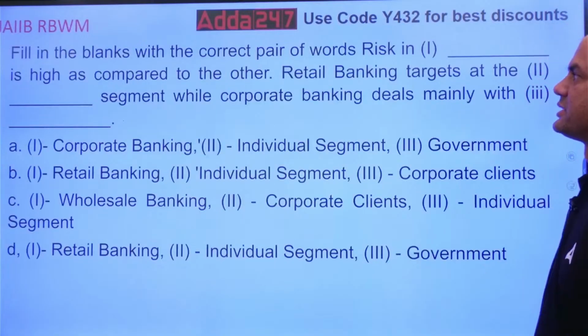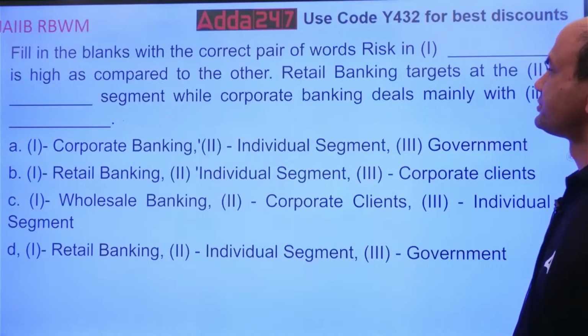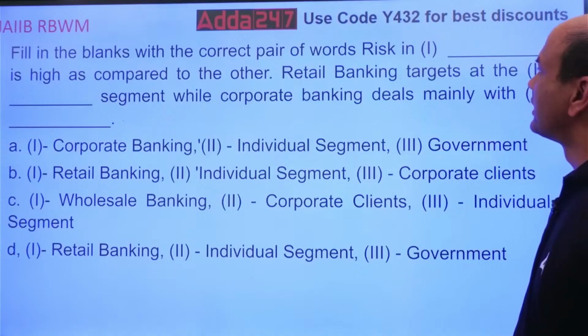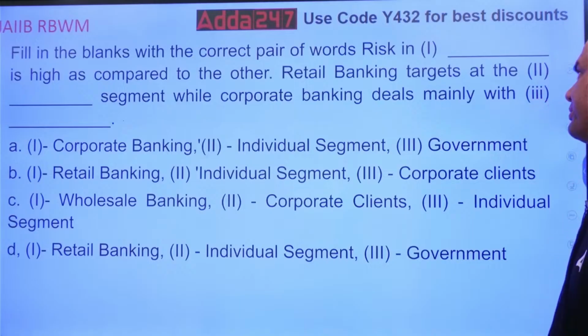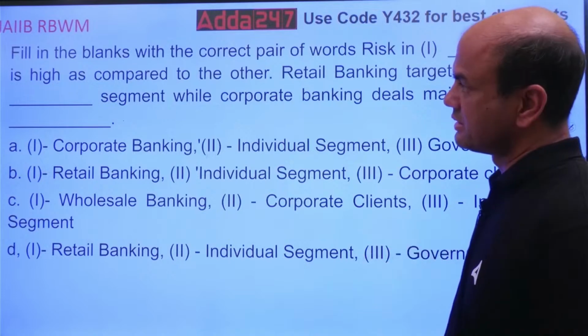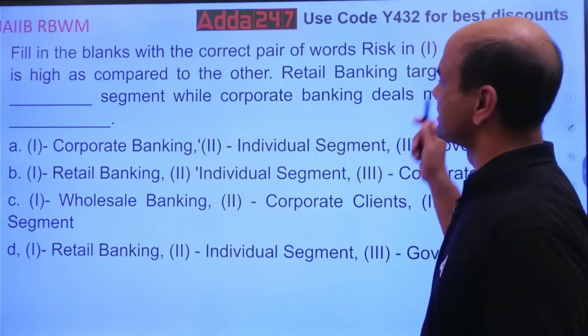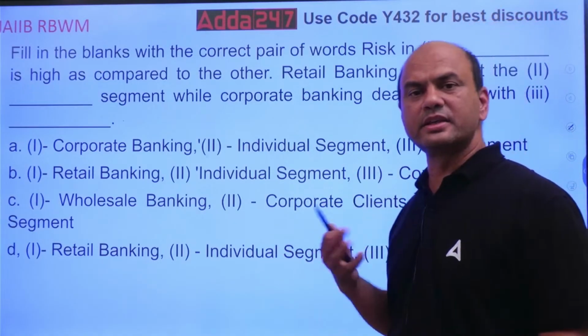Fill in the blanks with the correct pair of words. Risk in dash is high as compared to others. Retail banking targets the dash segment, while corporate banking deals mainly with dash. You have to fill all the three blanks. Risk in dash is higher. In which banking is the risk higher?